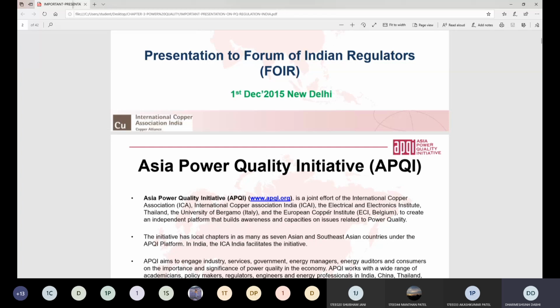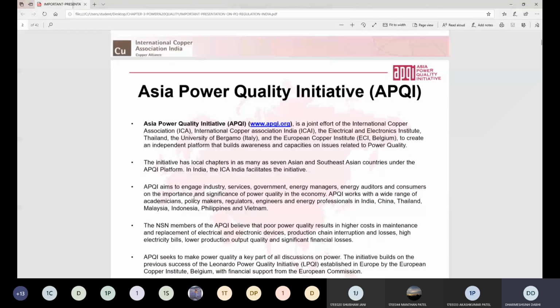So Asia Power Quality Initiative is a group of 7 countries. As I also mentioned, these are countries like India, China, Thailand, Malaysia, Indonesia, Philippines, and Vietnam. The aim of this group is to engage the industry, services, government, energy managers, energy auditors, and consumers on the importance and significance of power quality in the economy of the country. So API works with a wide range of academics, policy makers, regulators, engineers, and energy professionals in all the 7 countries, and organizes workshops and seminars related to power quality problems, and discusses what are the solutions for these problems.